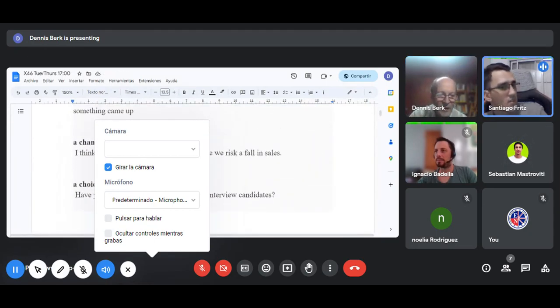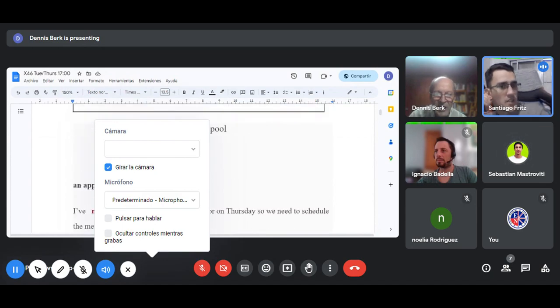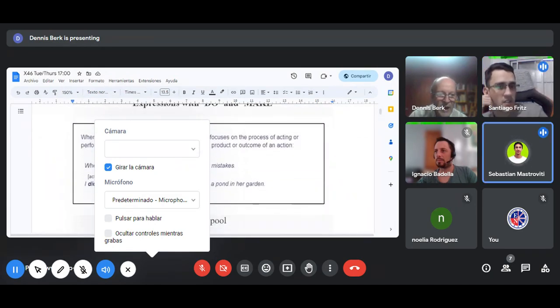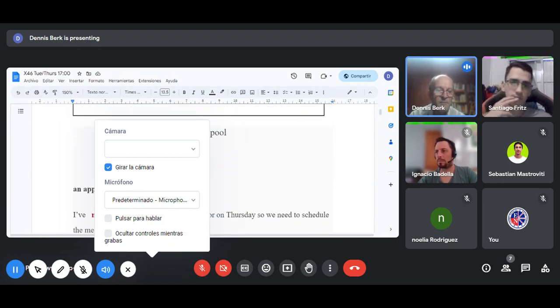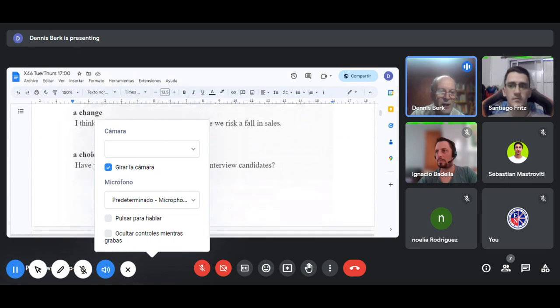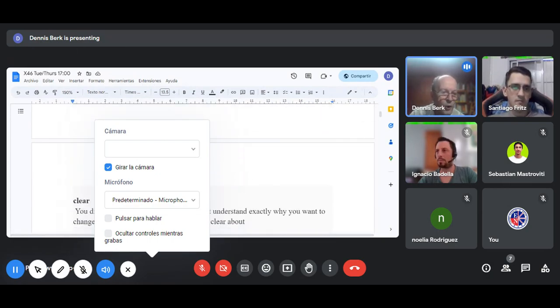The first rule is that "do" is for the action, and "make" is for the outcome. Yes, do is for the action, and make is for an outcome. These expressions will be here on your whiteboard.